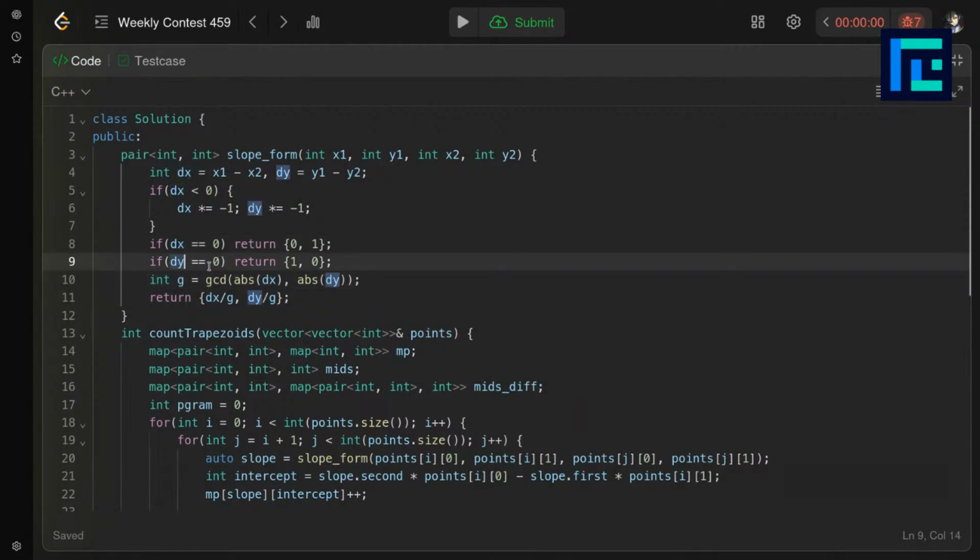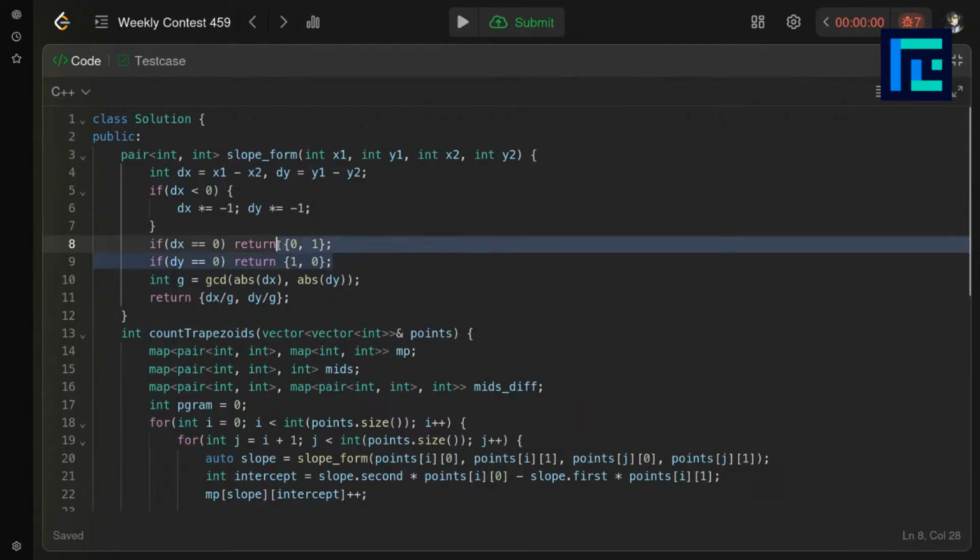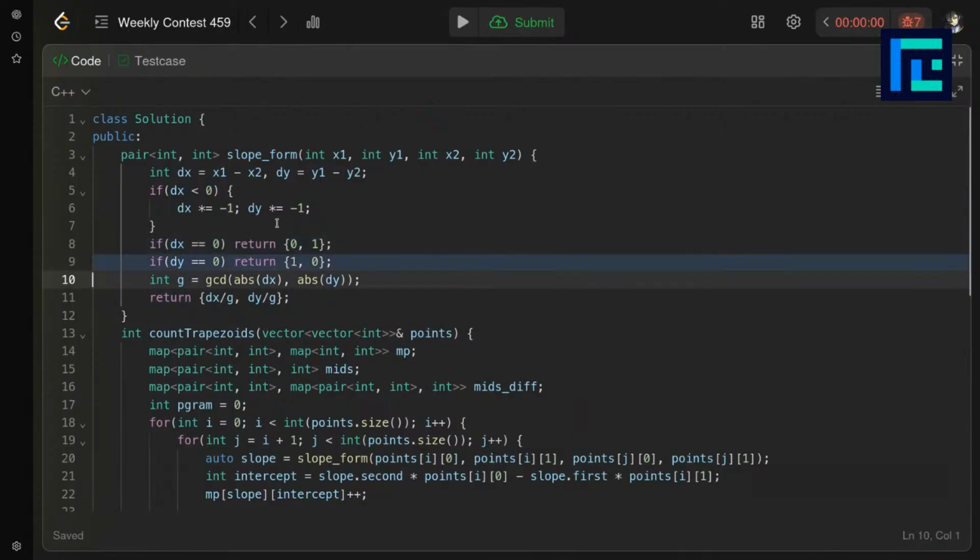What happens if x1 minus x2 is 0 or y1 minus y2 is 0? In some places, the slope can be 0 or infinity. That doesn't matter. That means it's simply parallel to the x-axis or parallel to the y-axis. So I'm just storing it as 0, 1 or 1, 0. That's just two special cases I handled separately.